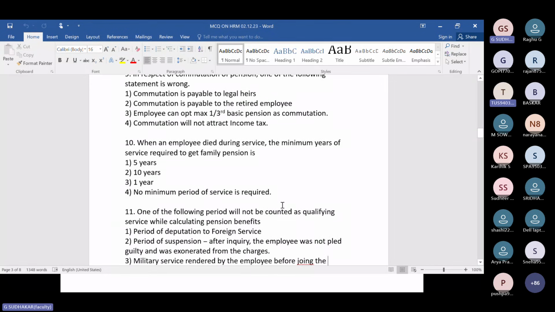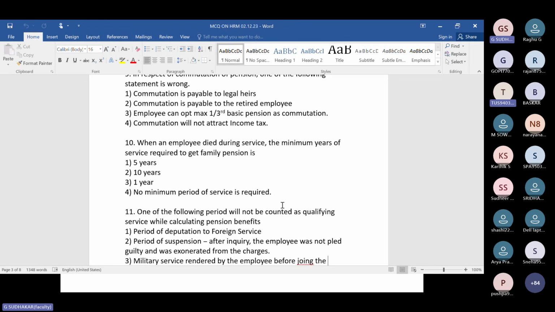No issue. 10th question, we will go just speed because already time is 4:30. We have to see around 100 questions. When an employee died during service, the minimum years of service required to get family pension is 5 years, 10 years, 1 year, or no minimum period of service is required. Option 4, sir. Are you convinced? All of you are convinced? I have told already, when an employee dies during service, there is no concept of minimum years to get family pension.